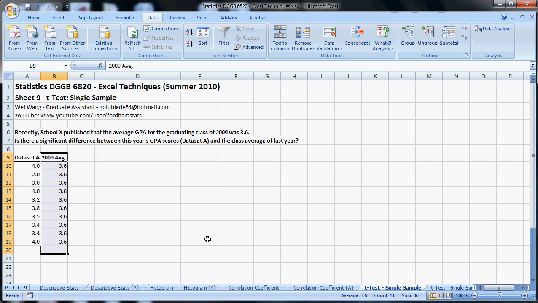Now, Excel doesn't actually have a single sample t-test function, but it does have two sample t-test functions. And so what we're doing here is replicating the 3.6 average, which is the one we're testing for, against every single one of these data points, so we can then see if there is a difference. We can sort of trick Excel into thinking that this is a two-sample t-test when we're really only comparing one sample with one average, which is why it's called a single sample. We're really just testing this sample against a known piece of data, but we're listing the data all the way over here to sort of trick it.